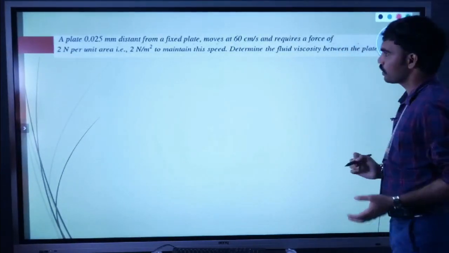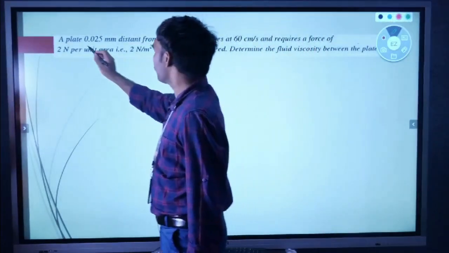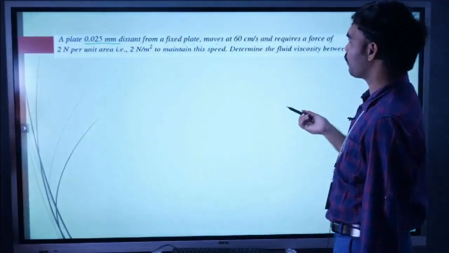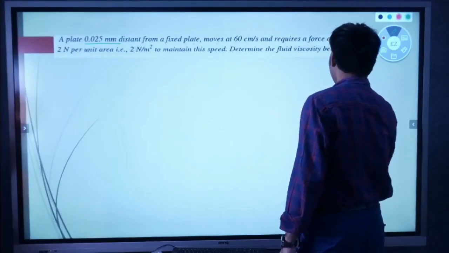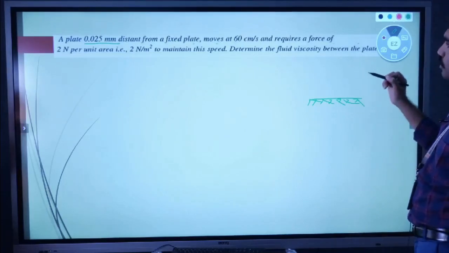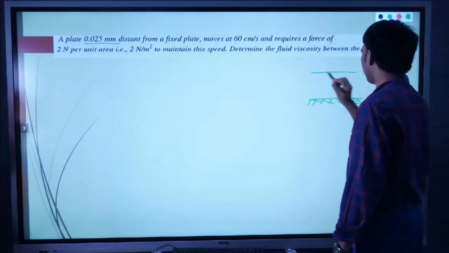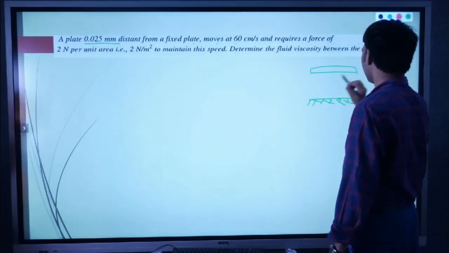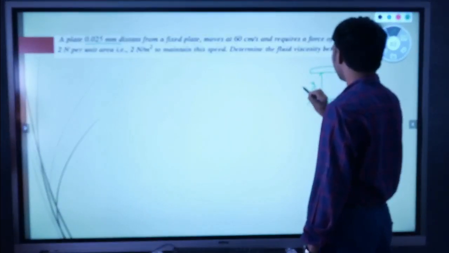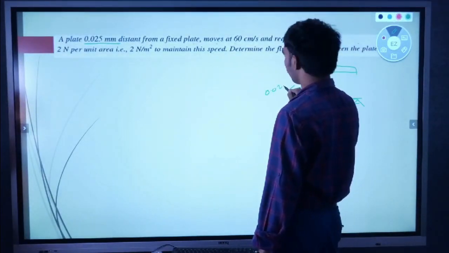Now we will try some problems related to viscosity. First I will read the problem. A plate 0.025 mm distance apart from the fixed plate. So there is a fixed plate, and there is another plate at a distance of 0.025 mm from the fixed plate. Here the distance is y, right? Here the distance is 0.025 mm.